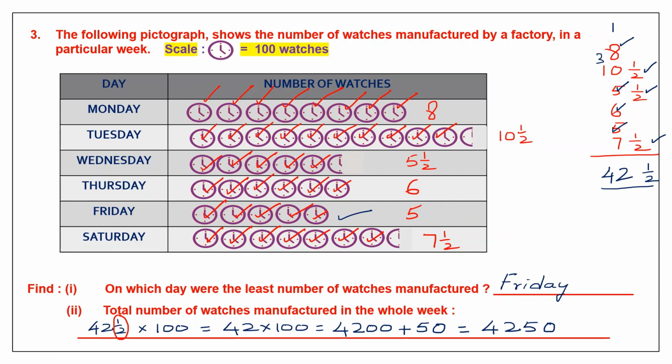So like I said, this is one way of doing it. Another way is for each day you can count. Like Monday you have 8, you can make it 8 into 100, 800. Similarly, you can do for all the other days and add up those numbers.